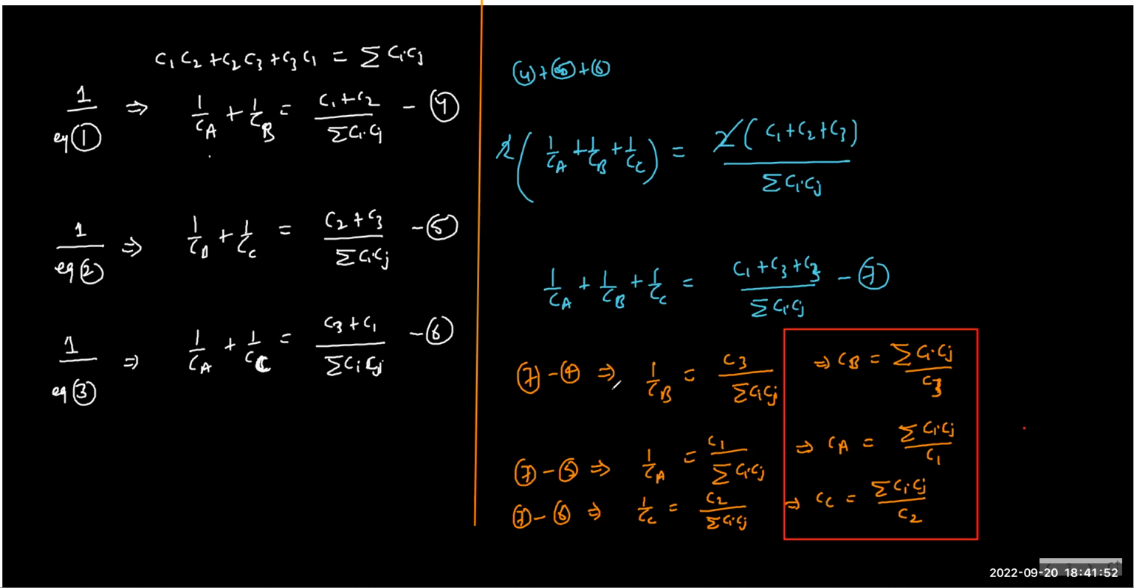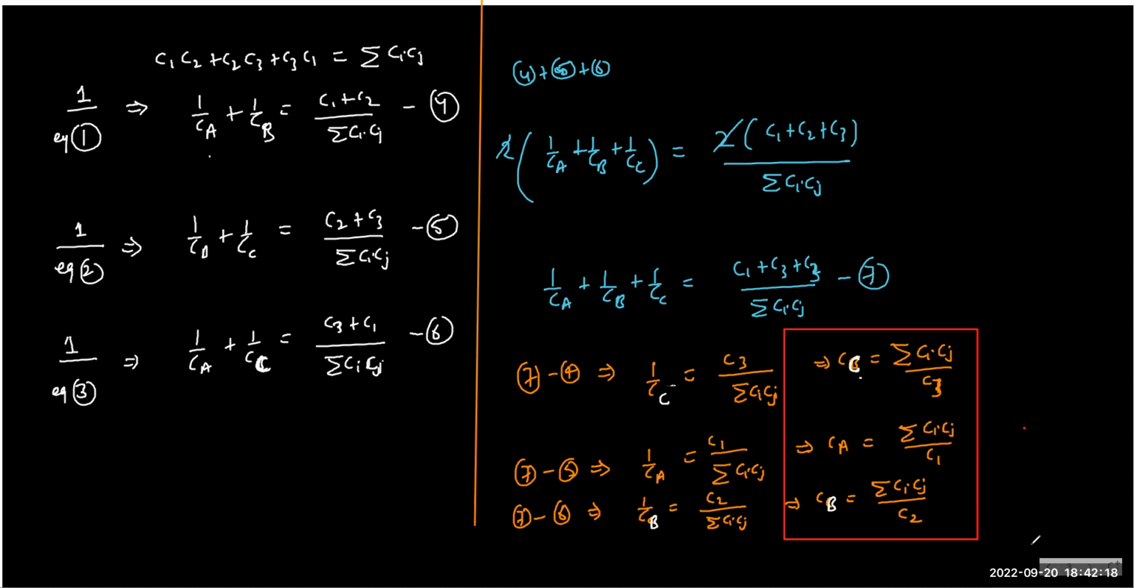Okay, so 7 minus 4 will be how much? It will be 1 by CC. Correct? Yes. So 1 by CC is this much. So CC turns out to be how much? Now you can see CC is C3, CA is C1, and CB is C2. That's fine. Now all are perfect.